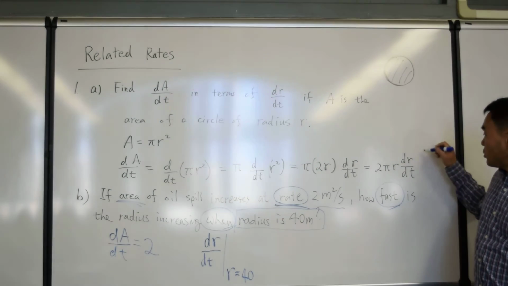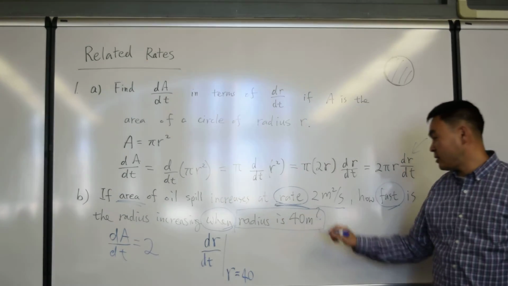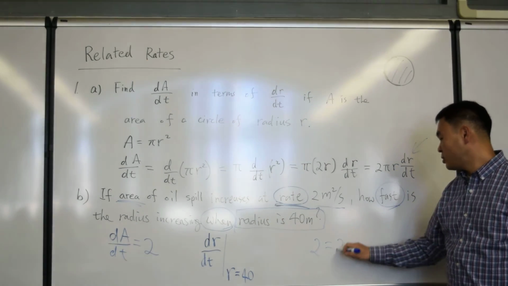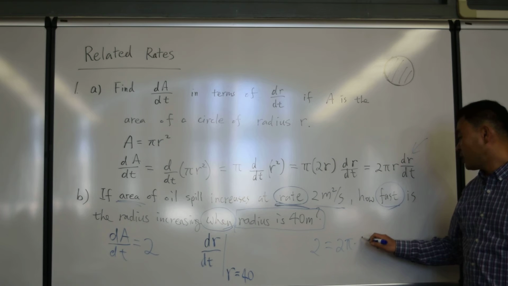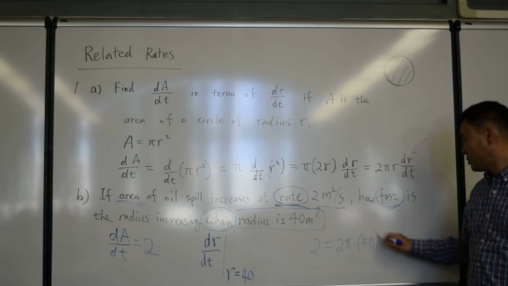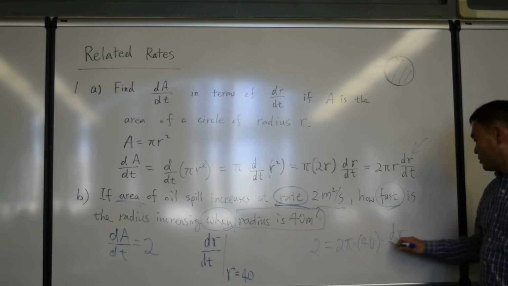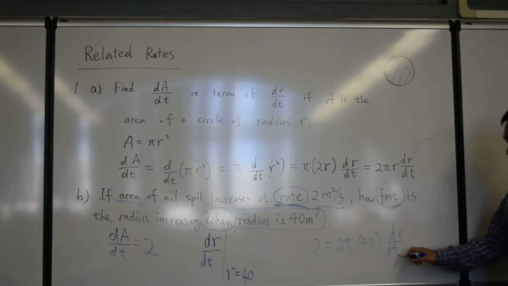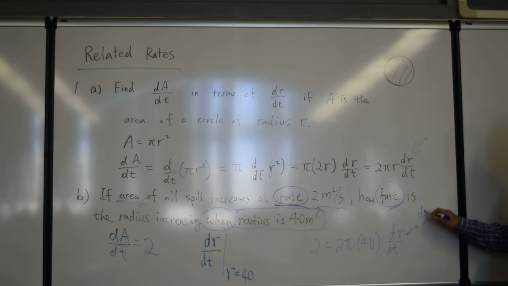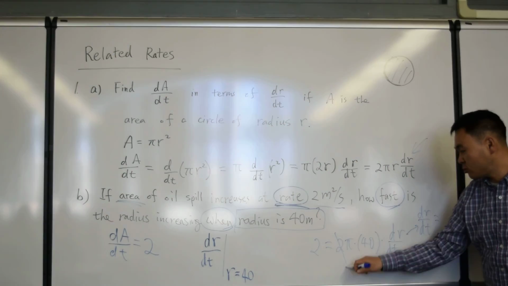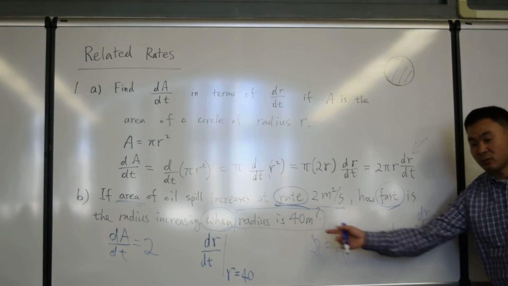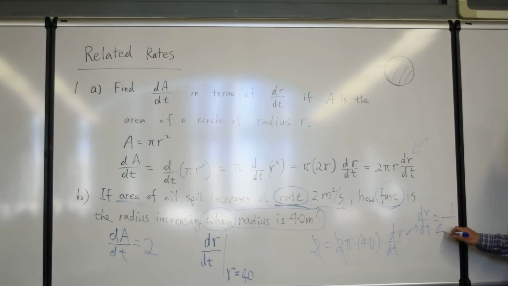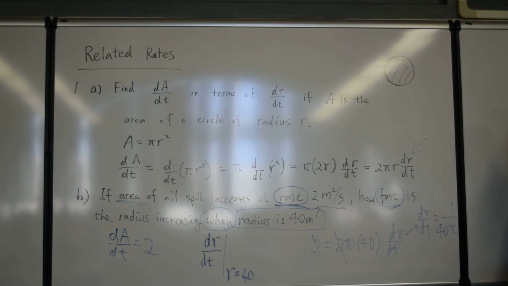So if we use this, we have dA/dt equals 2 pi times r, which is 40, times dr/dt. Okay? So dr/dt, when r is 40, you can solve this. Well, 2 cancels. If you divide this to the other side, you get 1 over 40 pi. That's the answer to the first one.